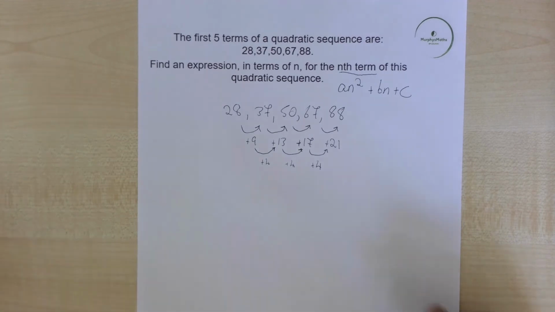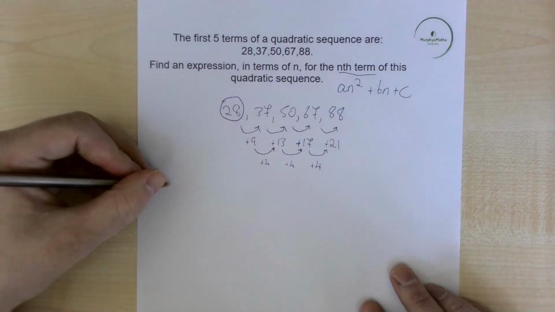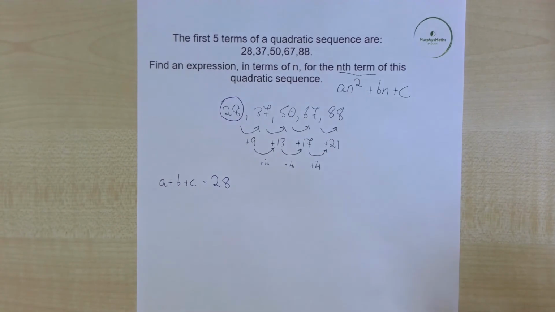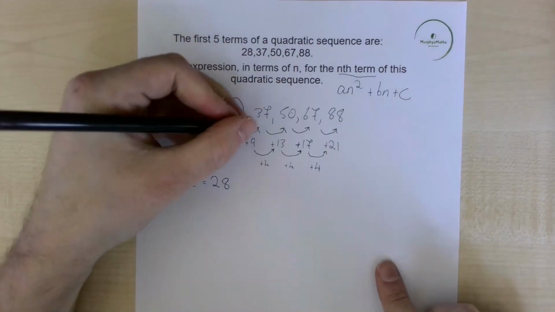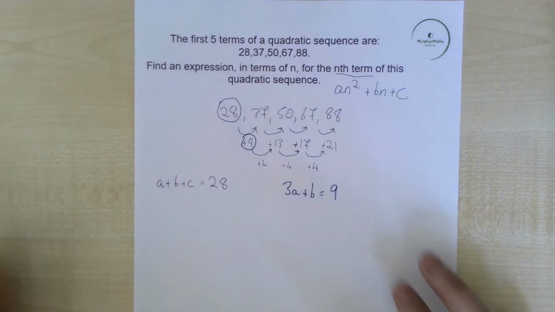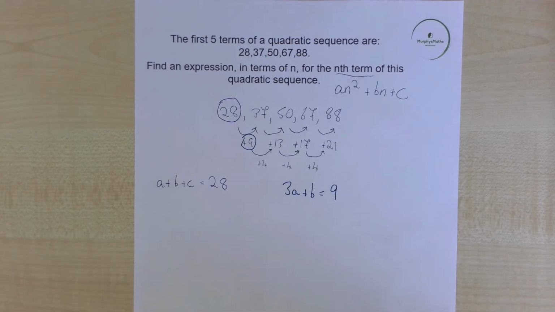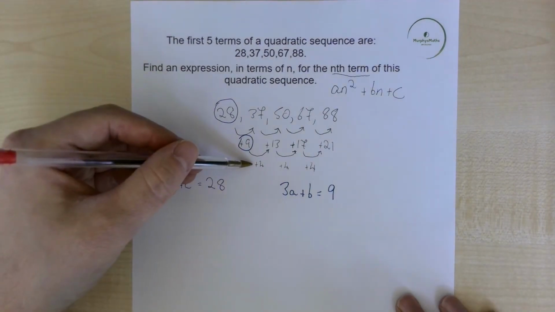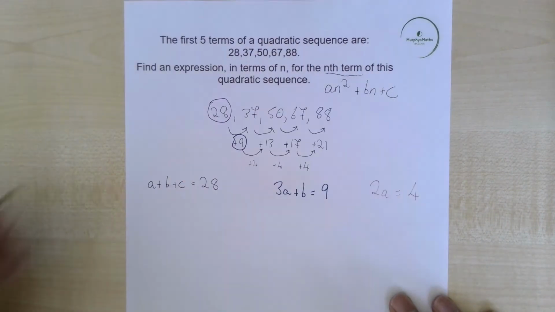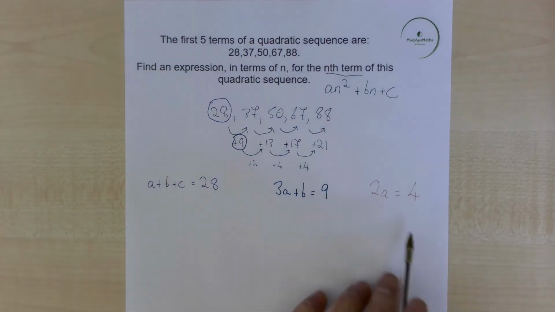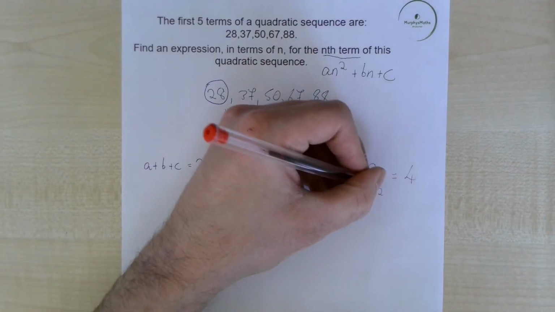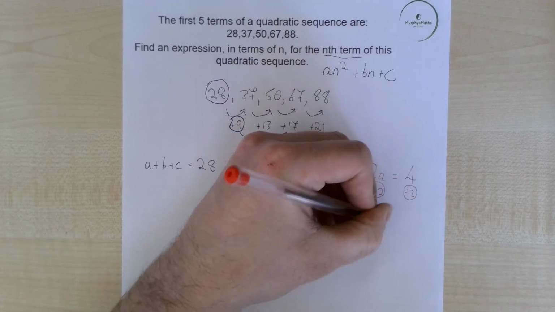Bringing it along, for that first term we know needs to be a plus b plus c. The first difference is always 3a plus b. And finally, the second difference, that consistent difference, or constant difference I should say, is always equal to 2a. And again, starting from right to left, working our way across, divide by 2 here because it's multiplying by 2. So a is equal to 2.